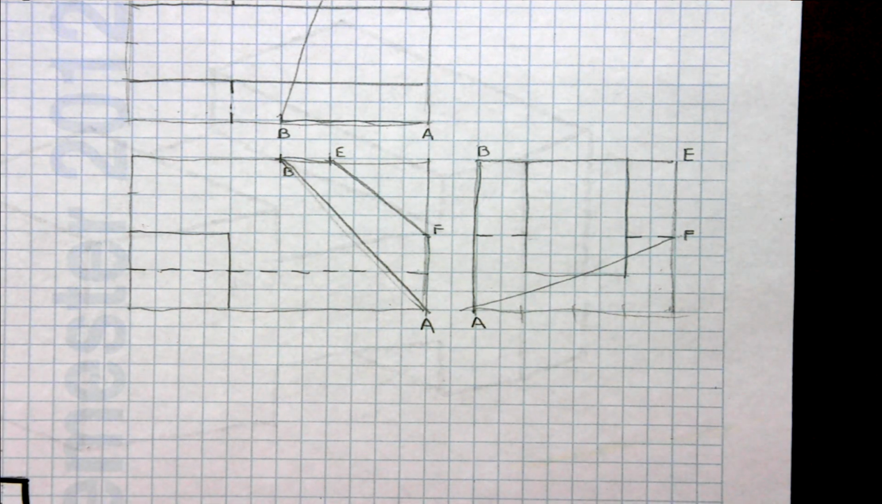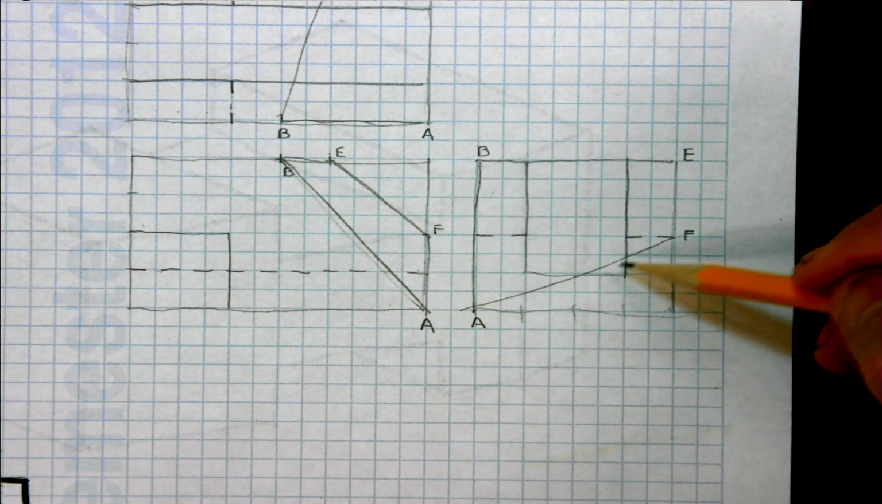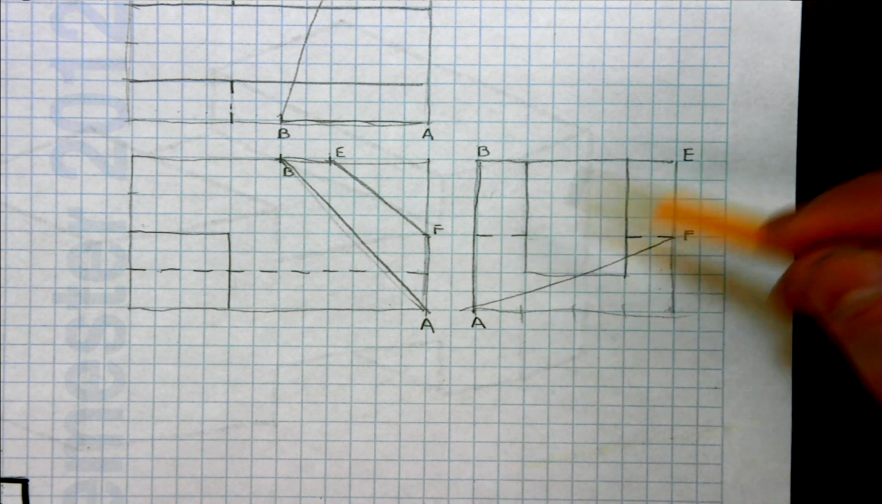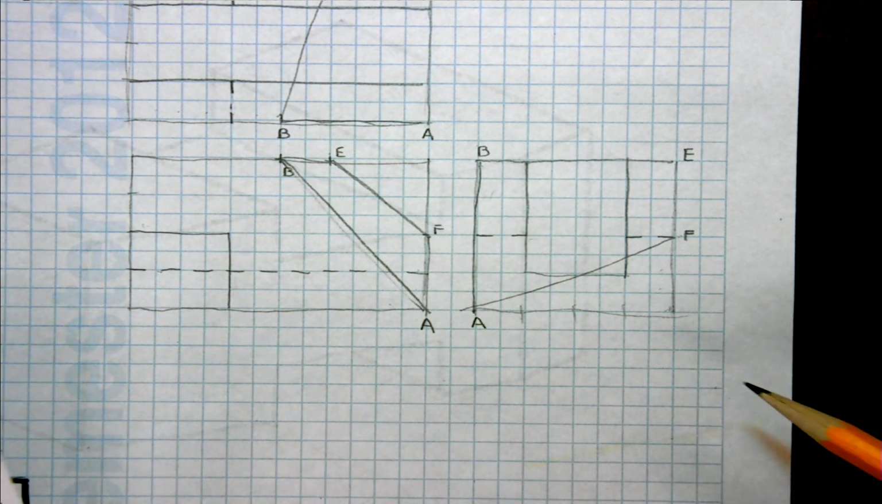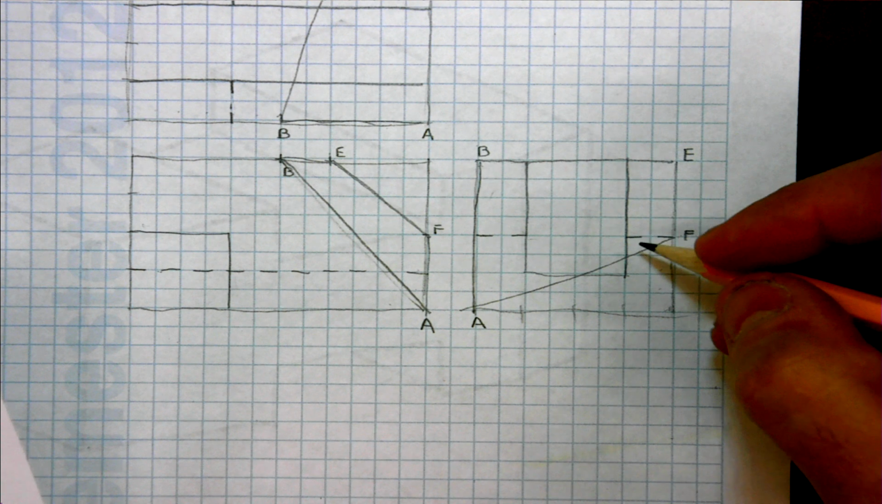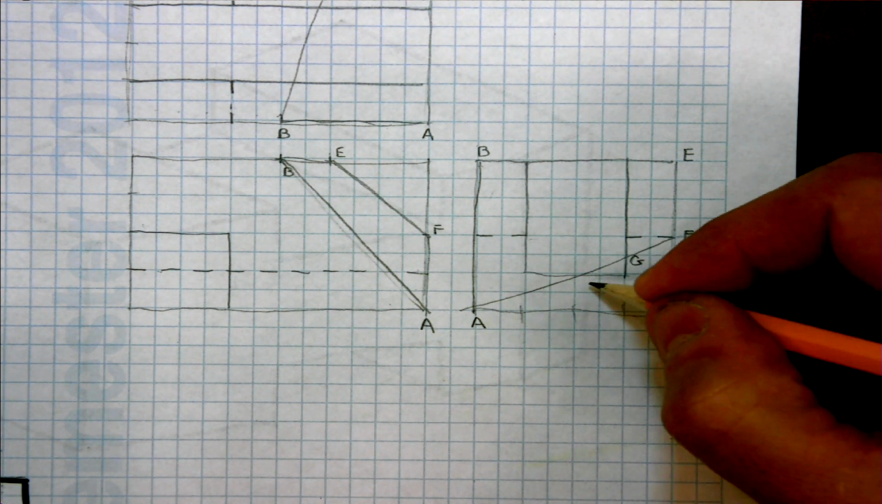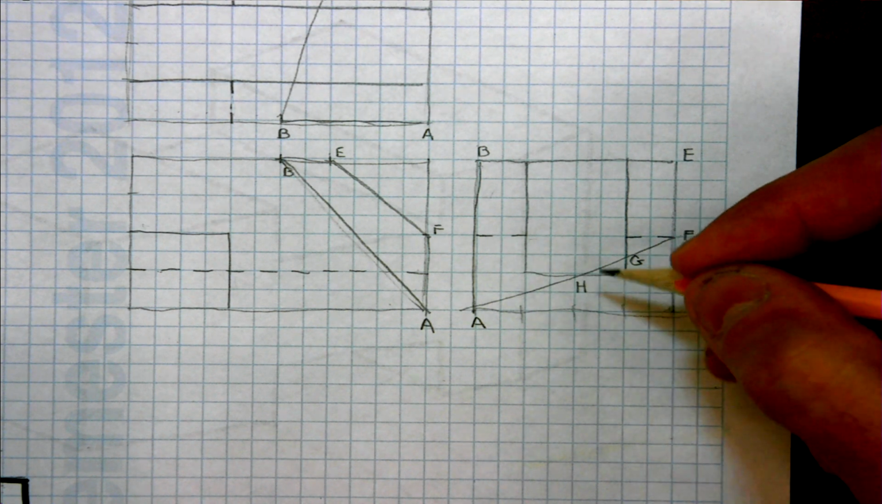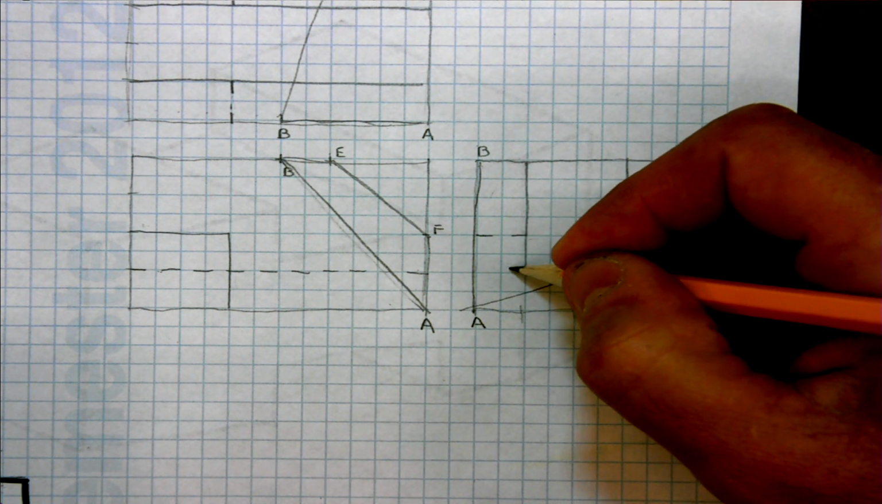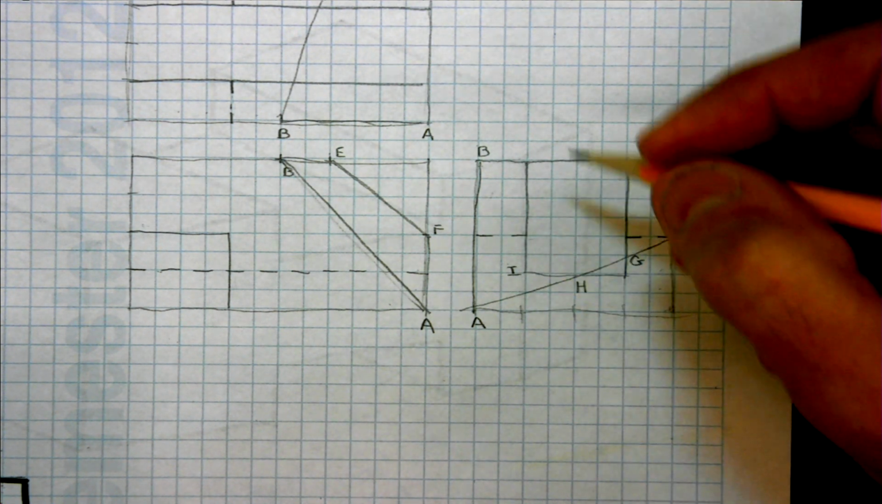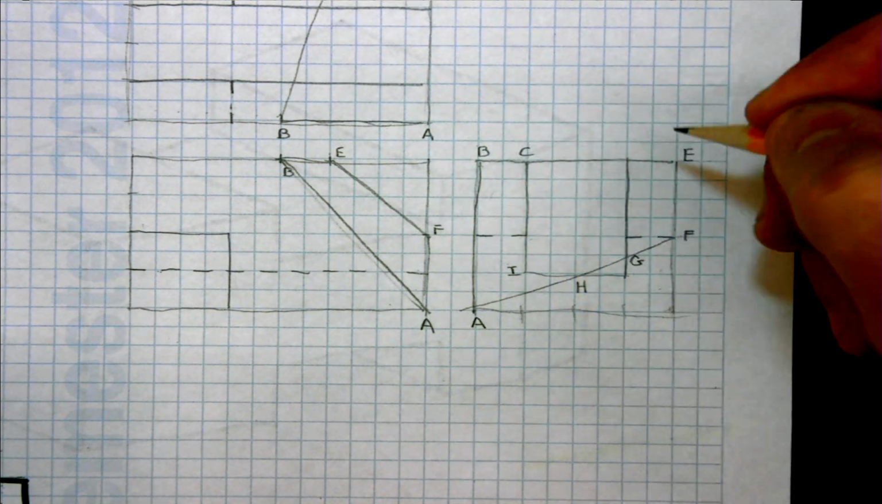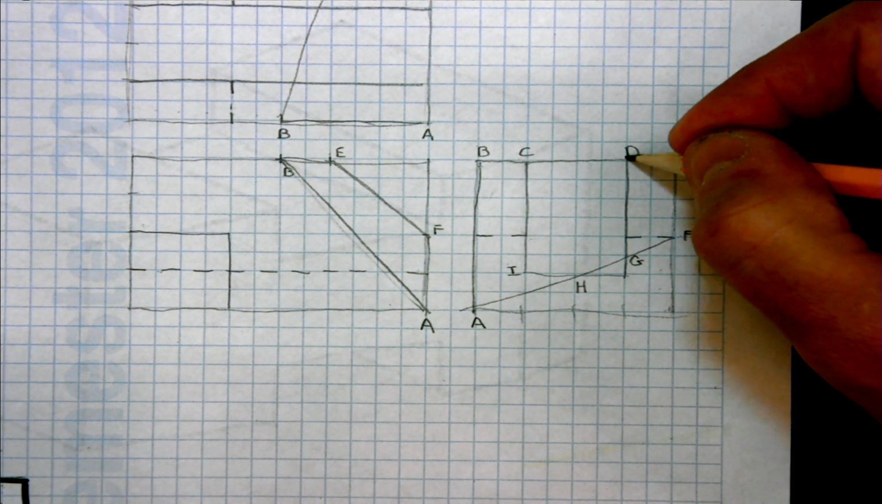Okay, so F to A there. So now we're trying to develop, in this view, we have both oblique surfaces shown. Okay, so then we named this point right here G. Name this point H. Name this point I. Name this point C. Name this point D in this view.